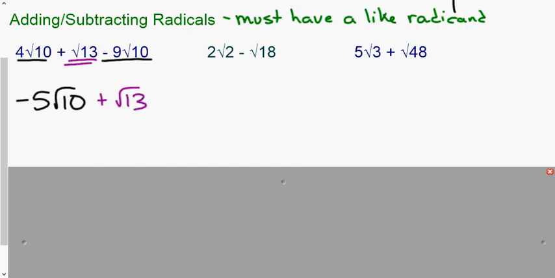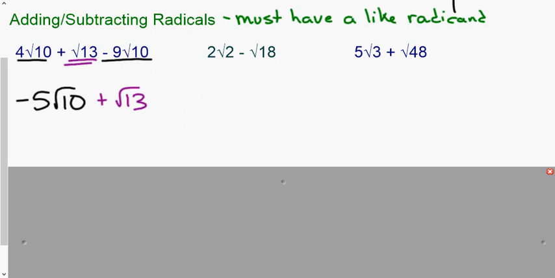And then we have plus root 13. When we are listing radicands, when we have multiple radicals, we go from smallest radicand to largest. So root 10 is smaller than root 13, so that is why root 10 goes first.